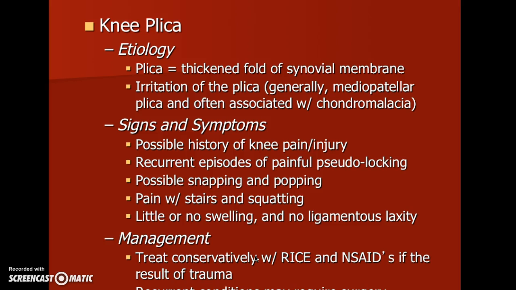So the next portion we'll cover is the knee plica, and not everyone has a plica in their knee. It's a thickened fold of synovial membrane along the joint line of the knee, and this can present itself like a meniscal tear or meniscal injury. But when doing a lot of the special tests, they don't come up like they normally do for a meniscus tear.